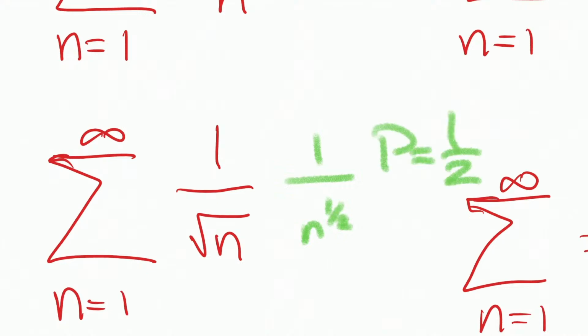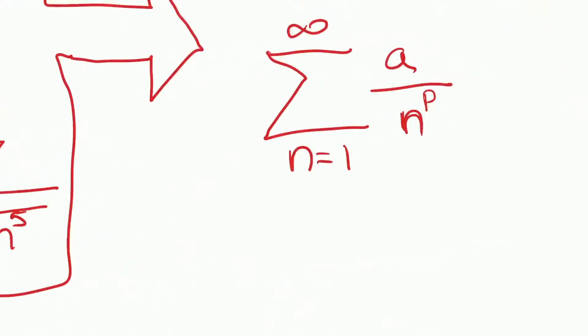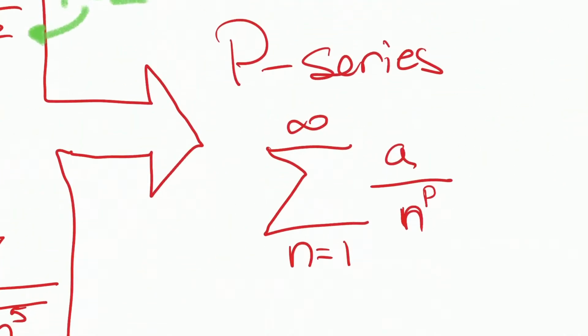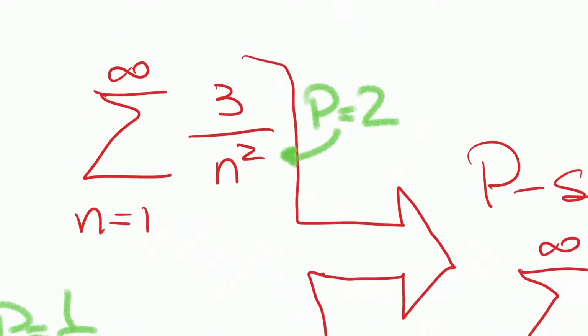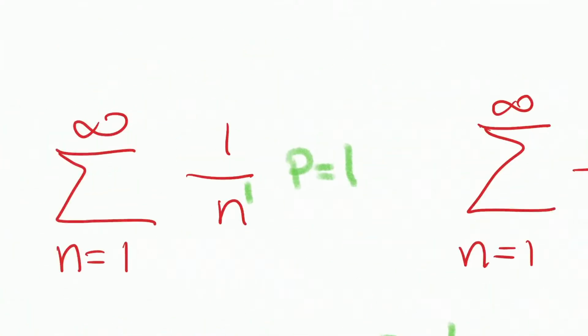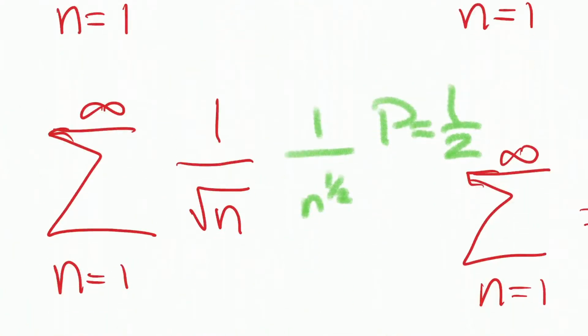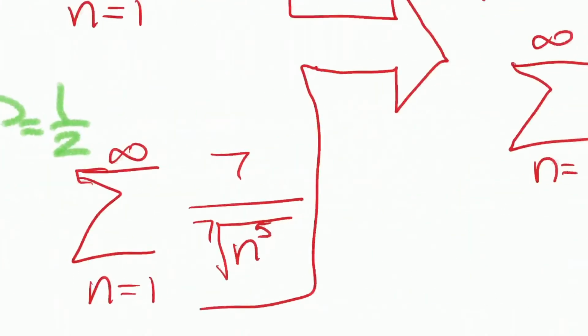Notice that the p is not negative 1/2. It's tempting to say that the power there is negative 1/2, but the problem is that the way that we write p series is like this, where it's something over n to a power. So the power is the power that's in the denominator. Like there the power is 2, here the power is 1. Hey, there the power is 1/2. Perfect.